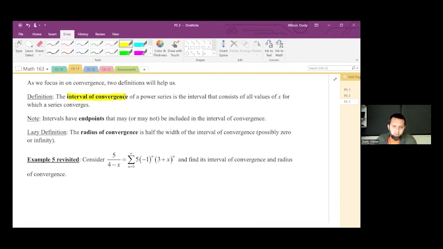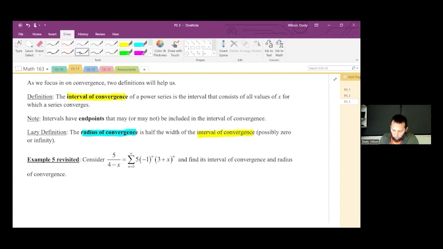Next, a lazy definition. This isn't quite as precise, but the radius of convergence is half the width of the interval of convergence. It's possibly 0, it's possibly infinity. So let's go back to example 5, considering 5 over 4 minus x, which is the sum from n equals 0 of 5 times negative 1 to the n times 3 plus x raised to the nth power, and find its interval of convergence and radius of convergence.